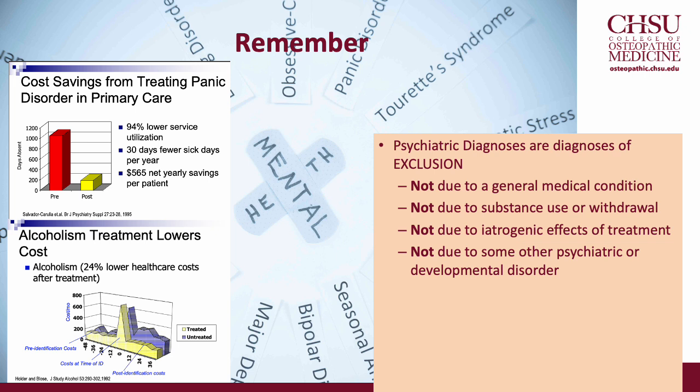We also see that psychiatric diagnoses, as a reminder, are all diagnoses of exclusion. To give somebody a primary psychiatric diagnosis, that is to say that it is not due to a general medical condition, it is not due to substance use or withdrawal, it is not due to iatrogenic effects of treatment, nor is it due to some other psychiatric or developmental disorder.